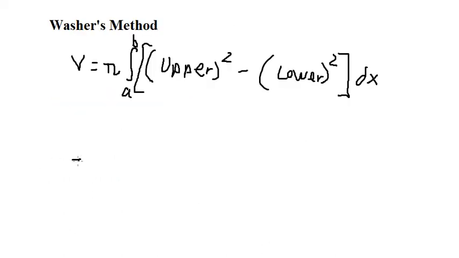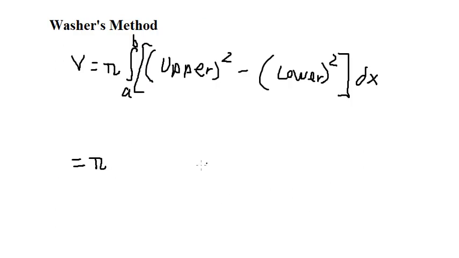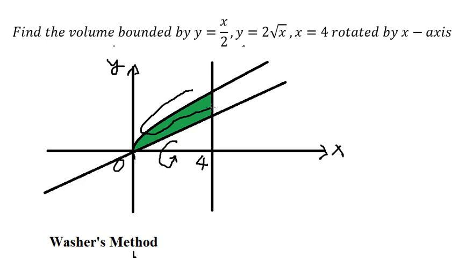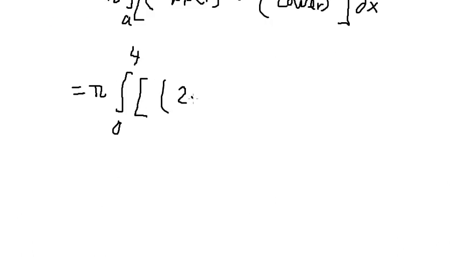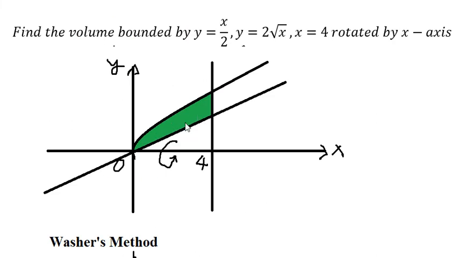So we see that they start from 0 and they end at number 4. So we have the integration from 0 to number 4. The upper function is this one, so that's number 2 times the square root of s. The lower is this one, and we have s over number 2.